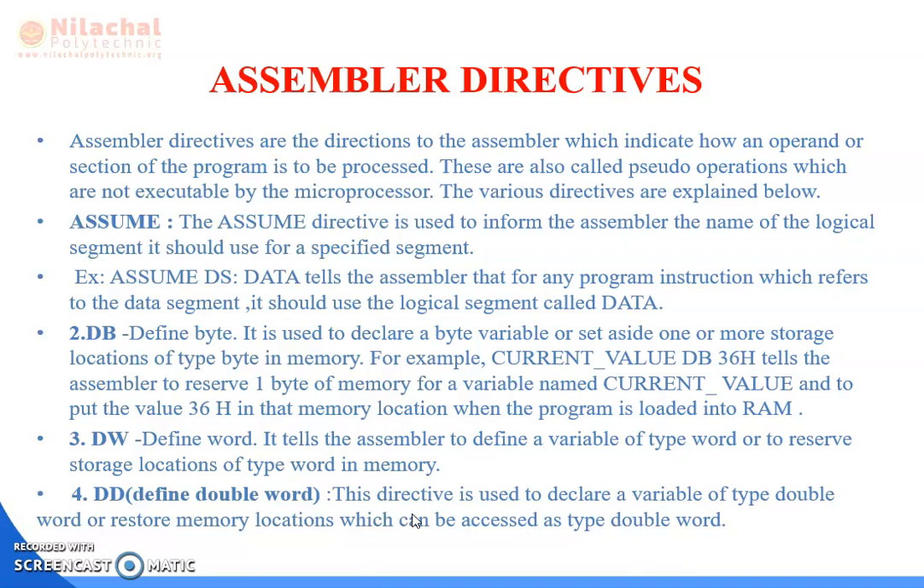Then DW means define word. It tells the assembler to define a variable of type word or to reserve storage locations of type word in memory. Next, DD means define double word. This directive is used to declare a variable of type double word or reserve memory locations which can be accessed as type double word.